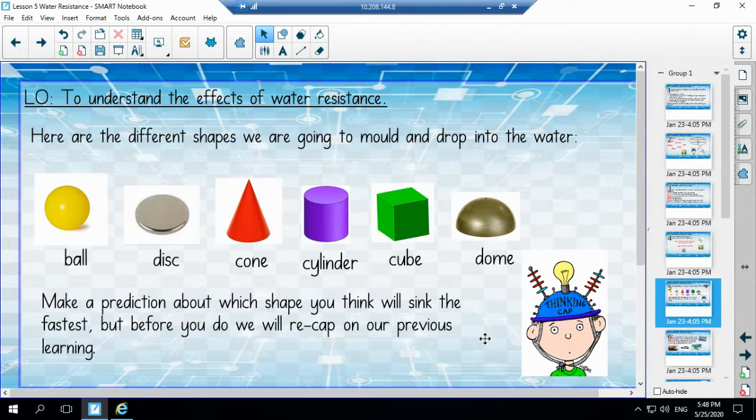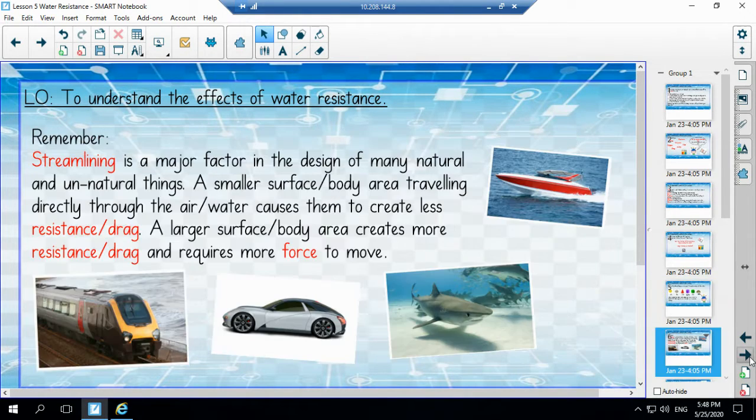Here are the shapes we're going to mould and drop into the water. Now, I'm going to ask you to make a prediction about which shape you think will sink the fastest, but before you do, let's recap on some previous learning. Streamlining. It's a major factor in the design of many natural and unnatural things. A smaller surface or body area travelling directly through air or water causes them to create less resistance or drag. A larger surface or body area creates more resistance or drag and requires more force to move.